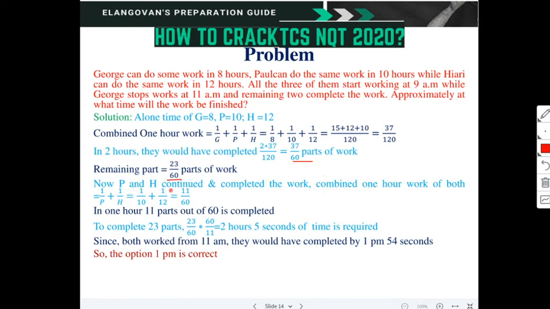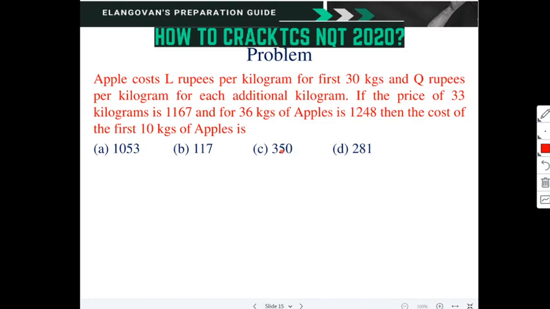Now P and H continued and completed the work. Combined 1 hour work of both is 11 by 60. So it takes 1 hour 54 seconds to complete exactly, if you want to calculate exactly. So the option 1 p.m. is correct. Yes, this problem is easy.